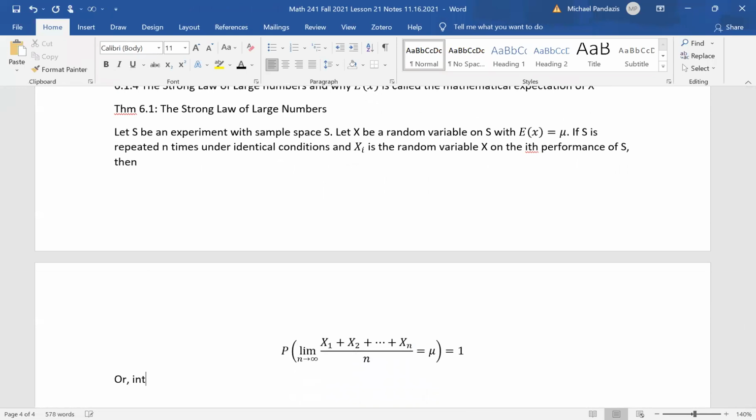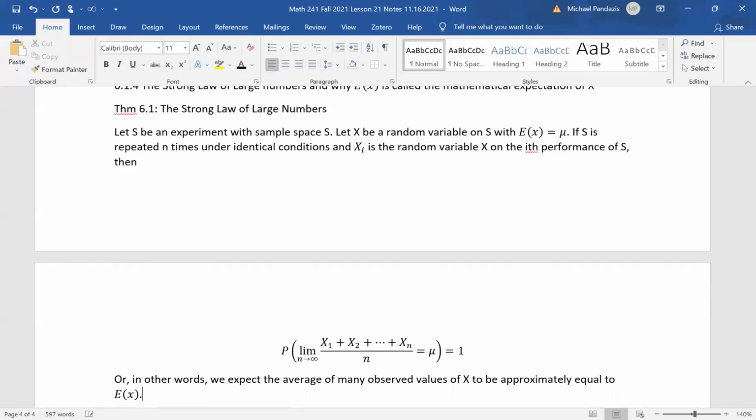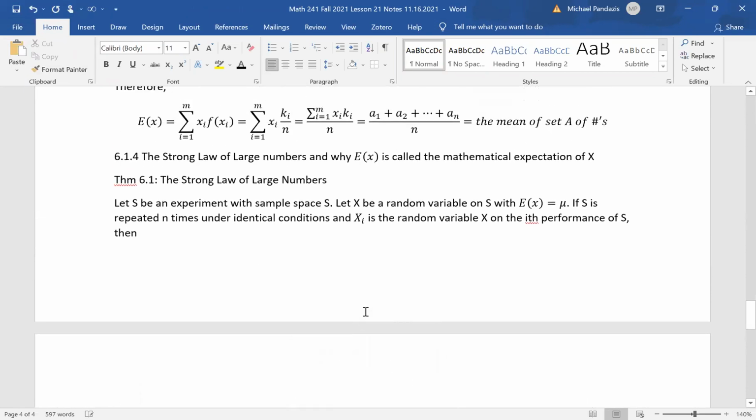Or, in other words, we expect the average of many observed values of capital X to be approximately equal to E of X. Okay, so this is called the strong law of large numbers.